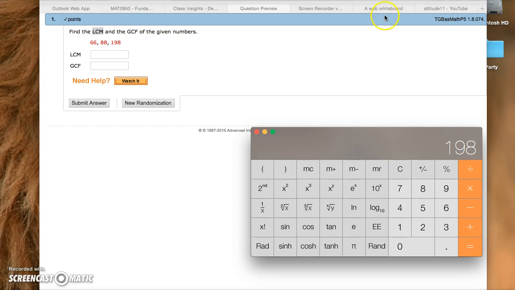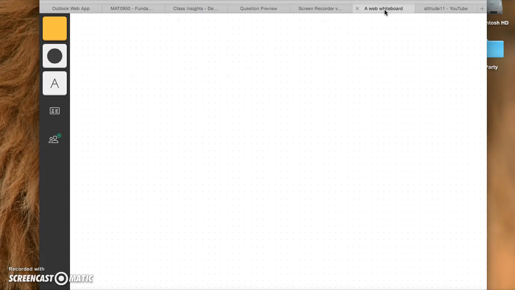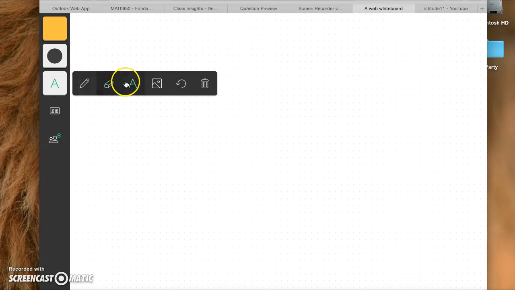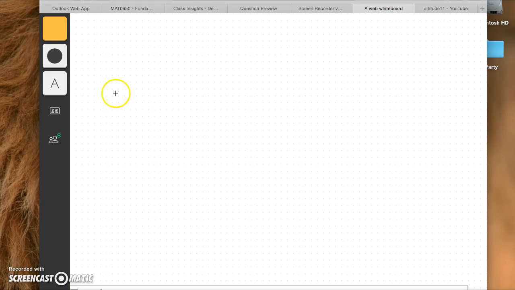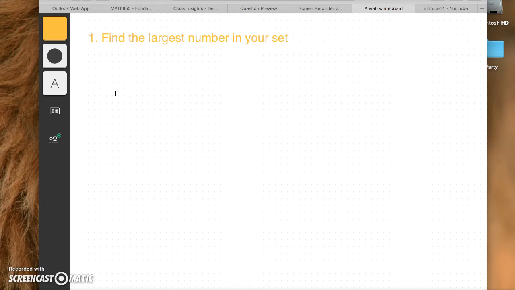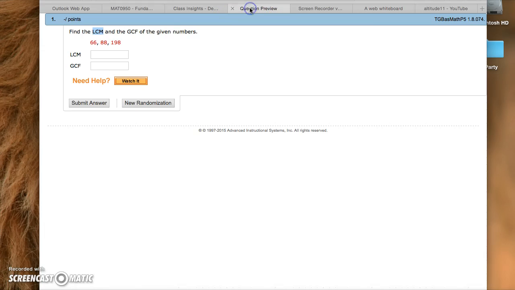So there are some helpful hints that we can use to find the LCM. Let's take a look at those. A couple of steps. Number 1, find the largest number in your set. If we want to find the largest number in our set, it's not too hard here. Not only are they given in order, but there are only 3 of them. 198 is the largest number in our set.